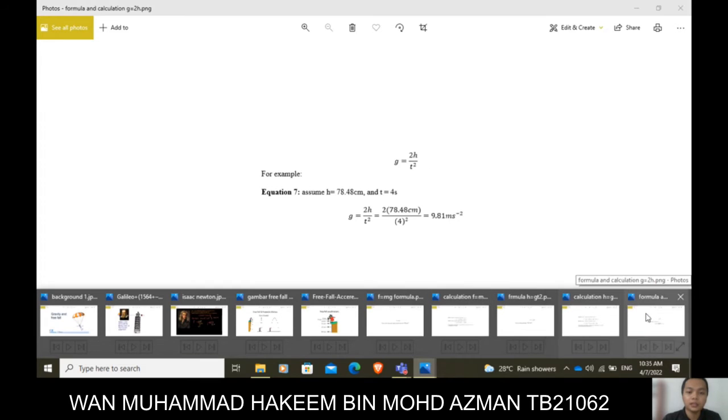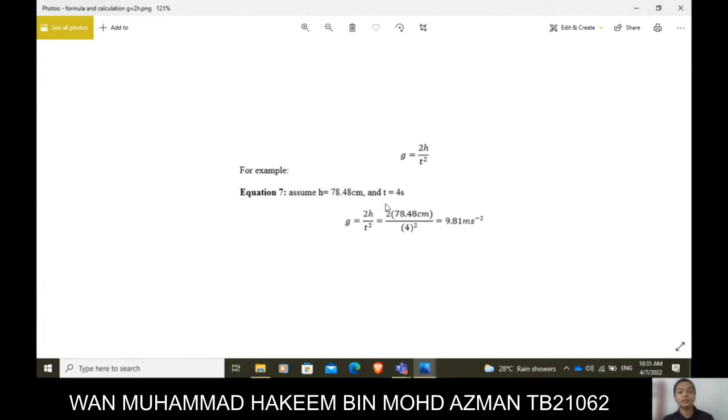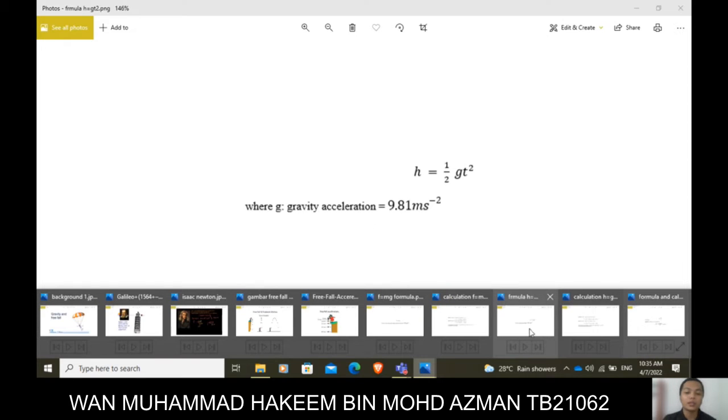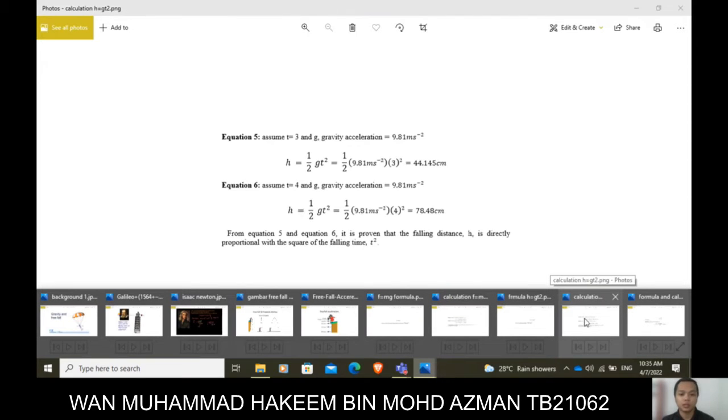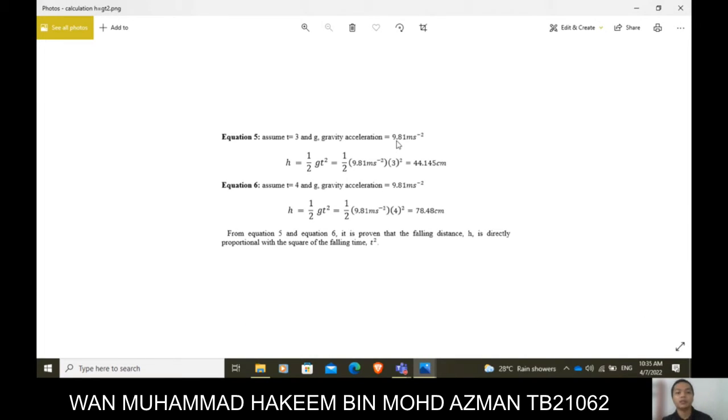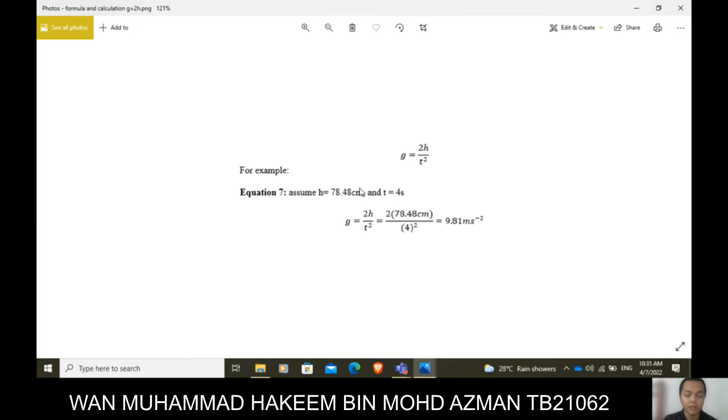However, in these experiments, from the table in the experiment, we got the value of h and the value of t. The value of g is not given. From this equation, it is given as 9.81 m s^-2. However, in the experiments, we have to find the gravity acceleration on our own.